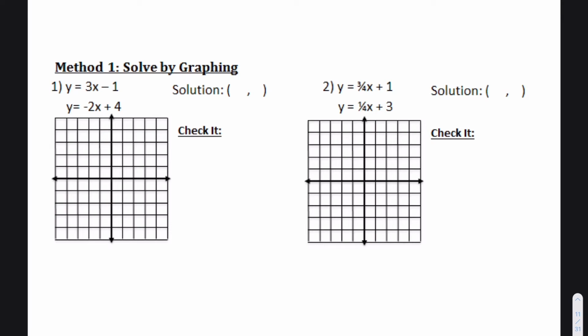Let's do a couple examples right now. We have 3x minus 1 and 2x plus 4. If we're going to graph these, there are two ways we can graph this. The way that I taught you to graph is to use a table.